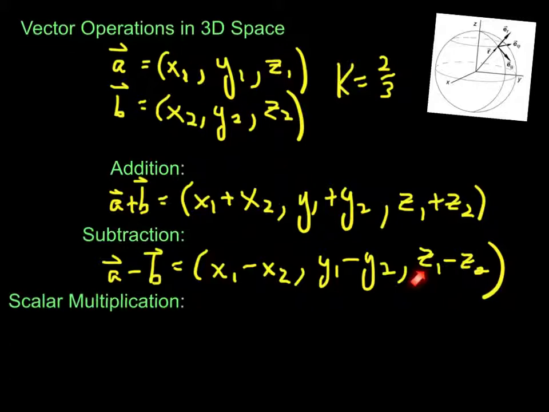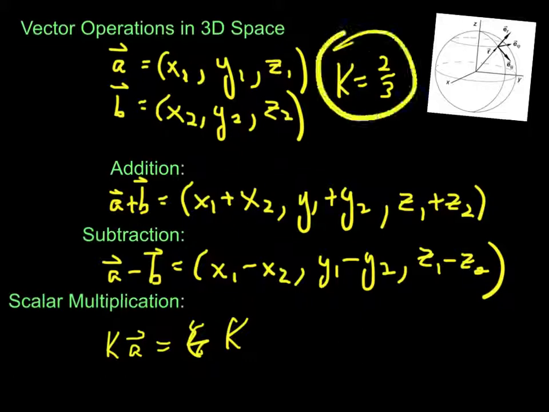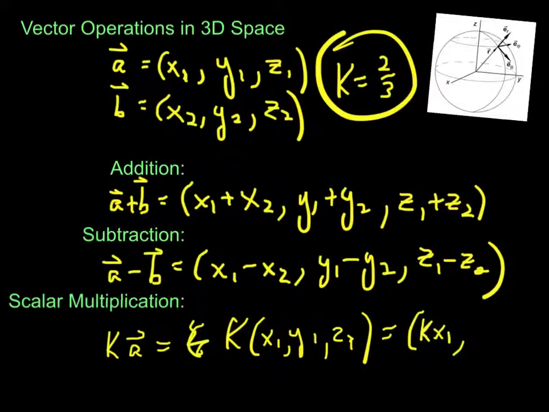Scalar multiplication. If I gave you k times a, well, here, let's do this. I gave you a value for 2/3, but we're going to do an example with numeric values in a minute. Let's just say k is our scalar. So if I had k times a, well, what was a? A was x1, y1, z1. And I always forget my parentheses. You just distribute, like we did before. It would be k times x1, k times y1, and k times z1.